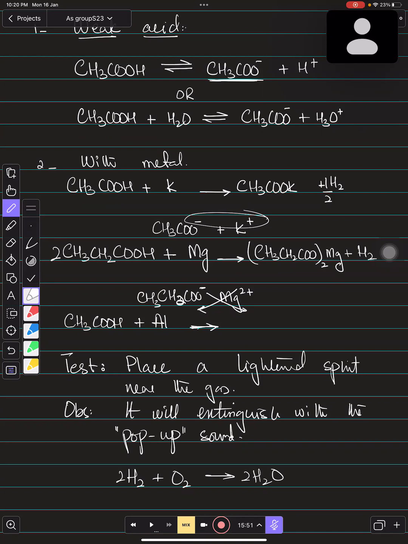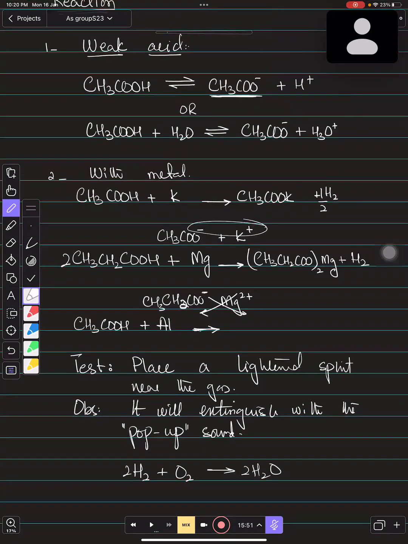Also, one more thing I need to ask you guys: what is one of the observations of this reaction? I'm not asking for the test, I am asking for the reaction. If this reaction is written in front of you and happening in front of you, what will you observe? Any child tell me one observation. Bubbles of colorless gas will be formed.